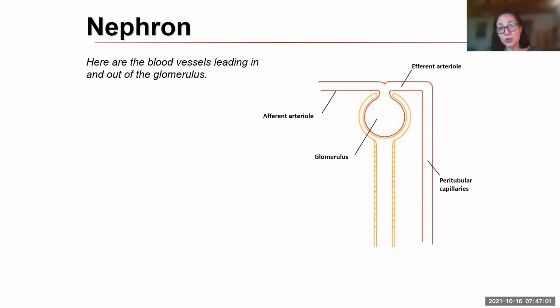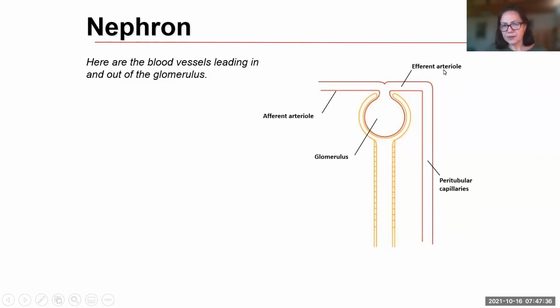Now we're going to super simplify that structure. The glomerulus that I just showed as a ball of yarn is being super simplified into this big ball here, but you can picture a bunch of little capillaries. There's a blood supply that brings blood to the glomerulus. That's the afferent arteriole. Afferent means on the way in, and efferent means on the way out.